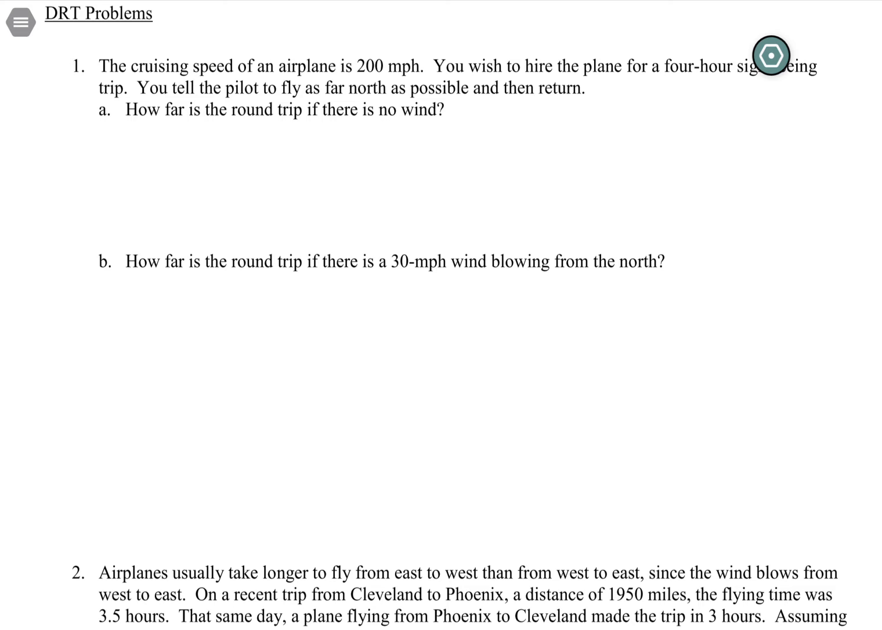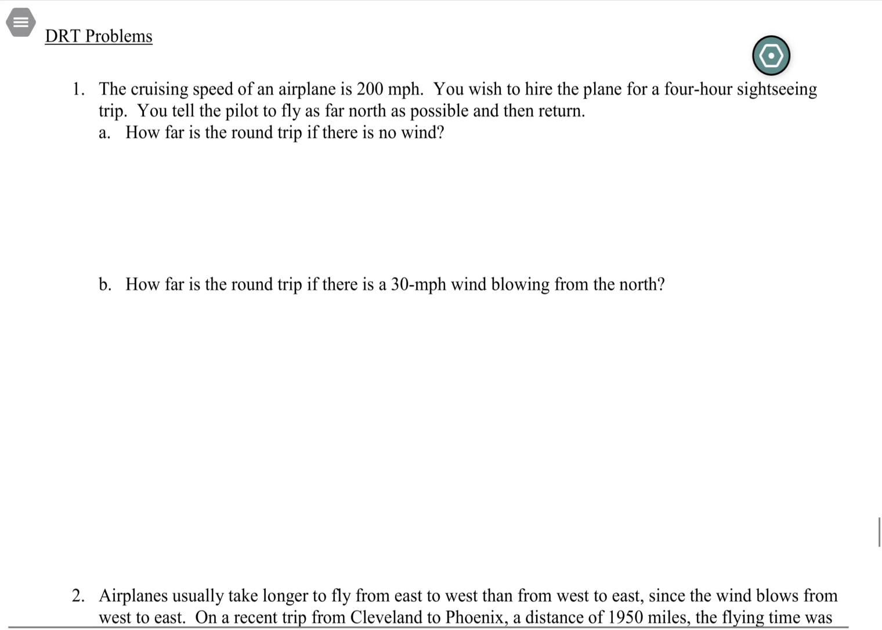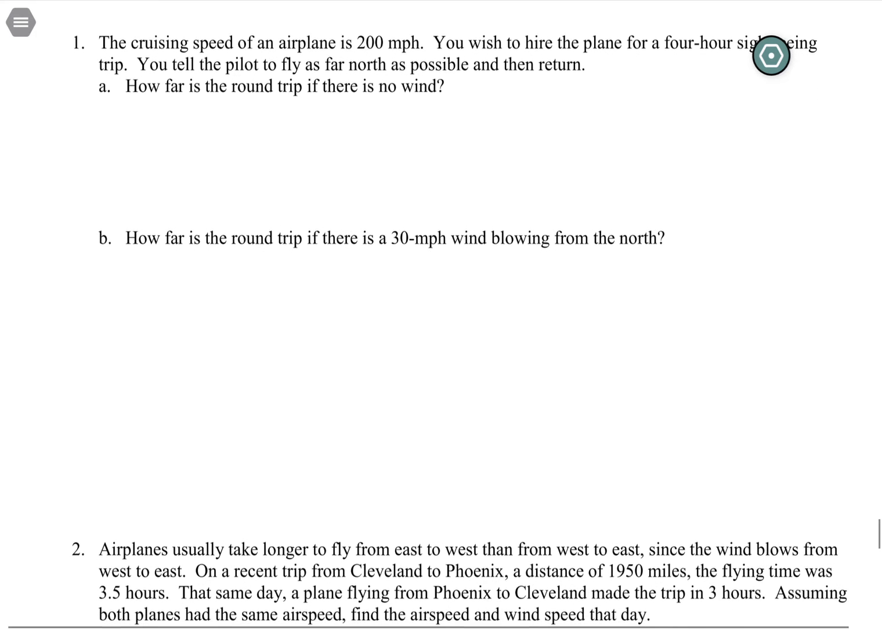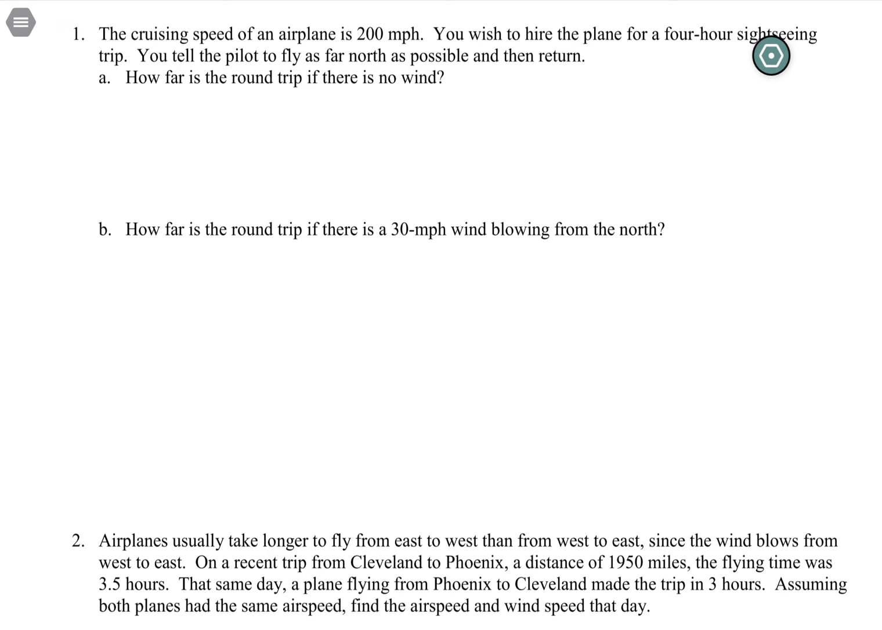Okay, so let's see, in the whole problem, we have a plane that can fly 200 miles per hour. That's assuming there's no wind. We are trying to set up a 4-hour sightseeing trip. So we need to fly as far north as possible and then return back to where we started. So the first question is, if there's no wind, how far is the round trip?